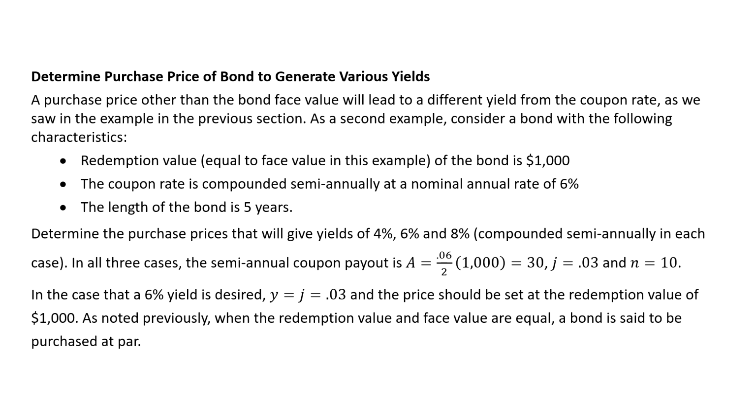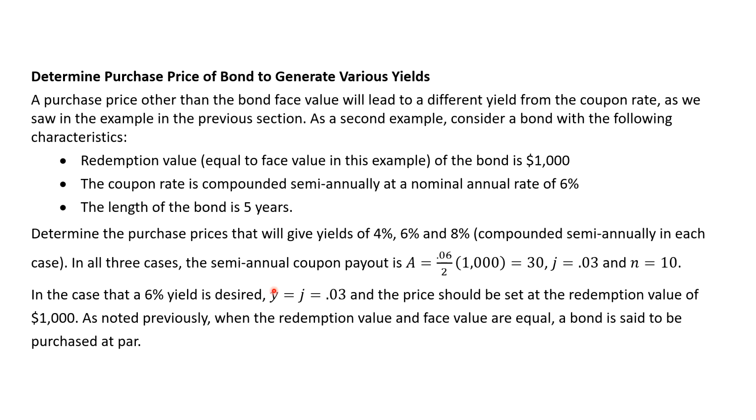I have another example here. A purchase price other than the bond face value will lead to a different yield from the coupon rate, as we saw in the previous example. As a second example, consider a bond with the following characteristics. The redemption value is 1,000. The coupon is compounded semi-annually at a nominal rate of 6%, and the length of the bond is 5 years. Determine the purchase prices that will give yields of 4%, 6%, and 8% compounded semi-annually in each case.